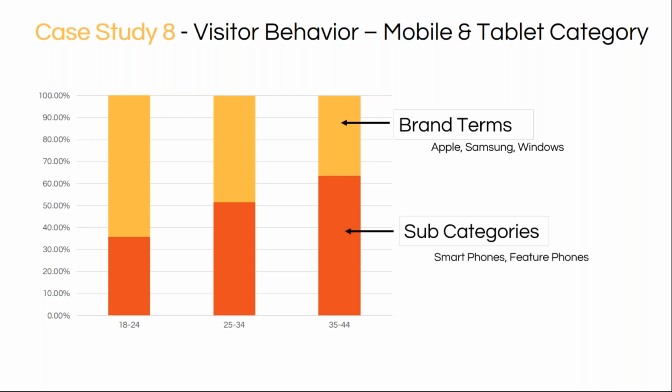But the majority of them went to subcategories like smartphones and feature phones, which means that when you get older, you don't have brand loyalty, and you go to the subcategories.